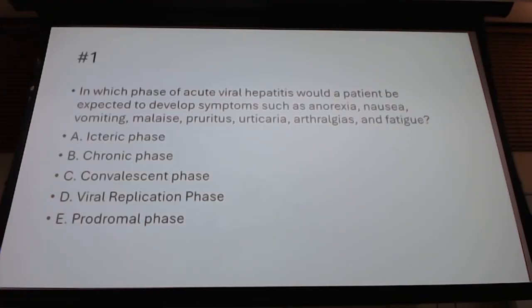All right, let's see what we got here. Did I ever talk about chronic phase? No. Okay. I talked about what starts at its viral replication phase, then it progresses to prodromal phase, then icteric phase, and then convalescent phase. So which one is this? I'm not saying anything about jaundice. I'm talking about these are just kind of flu-like symptoms. So we're in prodromal phase. Good.